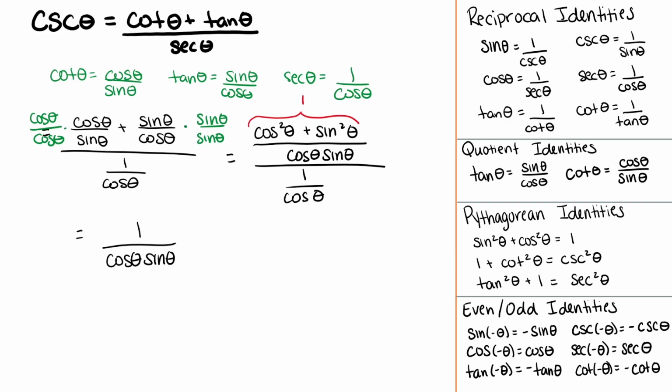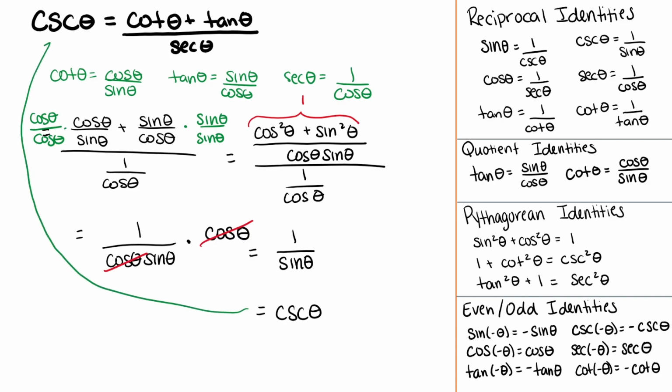So we're going to keep that fraction, multiply instead of divide, and flip our cosine in the denominator to the numerator, cosine theta. Now our cosines will cancel. We're left with 1 over sine theta, and 1 over sine theta is equal to cosecant theta. That's exactly what we were looking for to verify this expression, so we verified it.